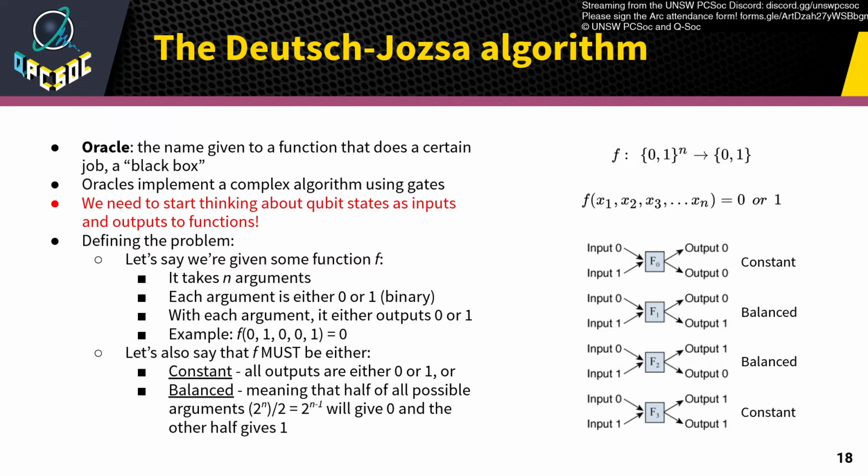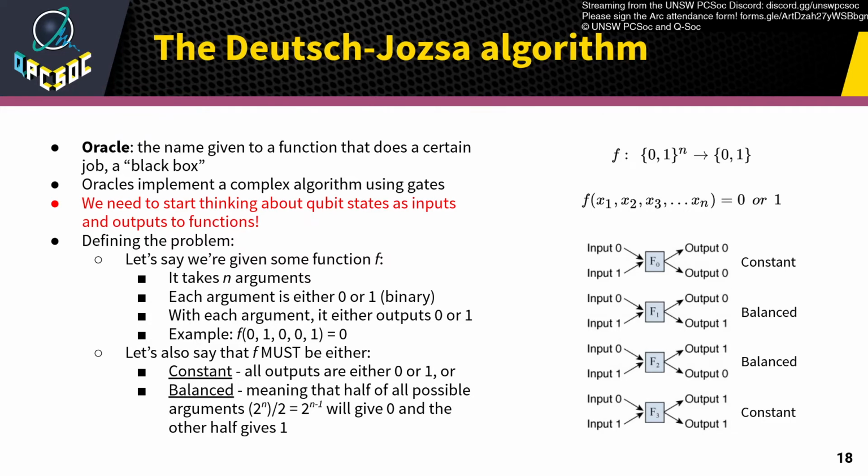Let's say that the random guy on the street also told you that f must be either constant, meaning all outputs are either 0 or 1. So no matter what you put into this function, it's always going to output 0, or it's always going to output 1. The dude also tells you that it can be balanced, meaning that half of all inputs give you zeros and the other half give you 1.